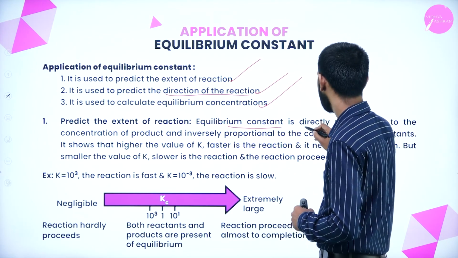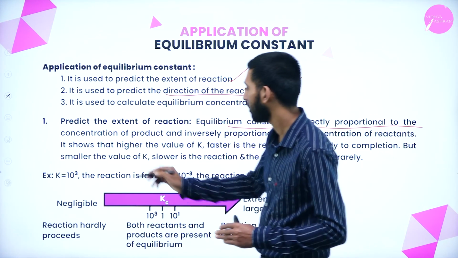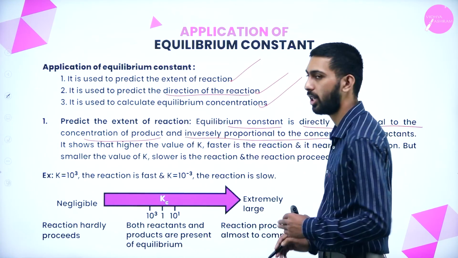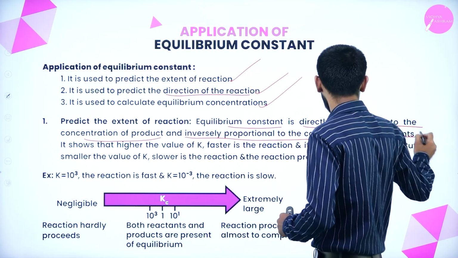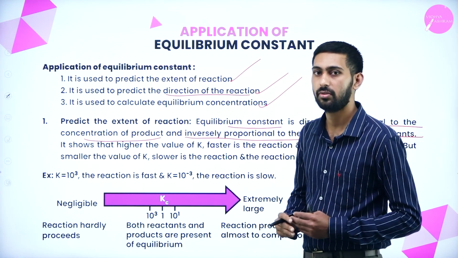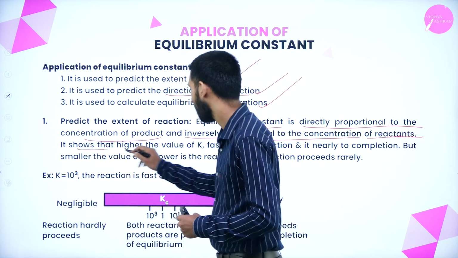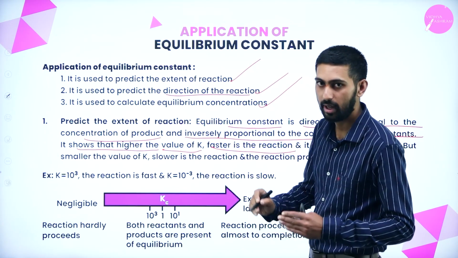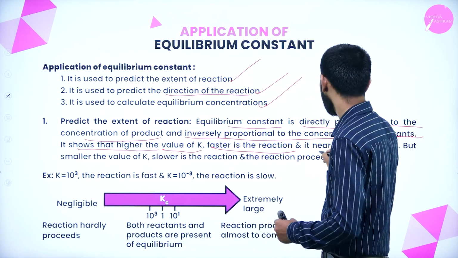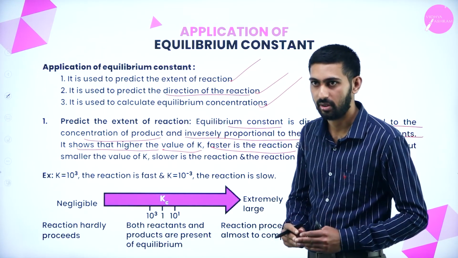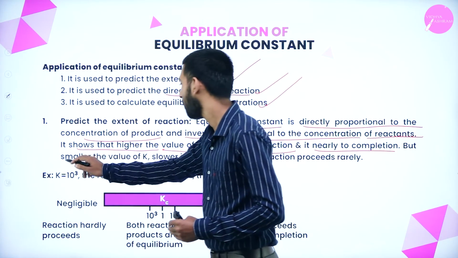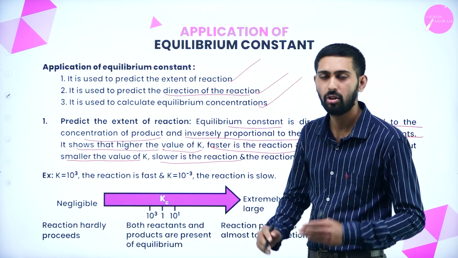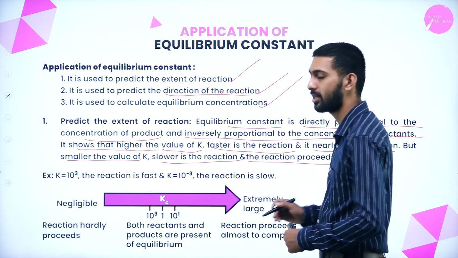The equilibrium constant is directly proportional to the concentration of products, and inversely proportional to the concentration of the reactants. It shows that the higher the value of K, the faster is the reaction, and it is nearly to completion. But the smaller the value of K, the slower is the reaction, and the reaction proceeds rarely.